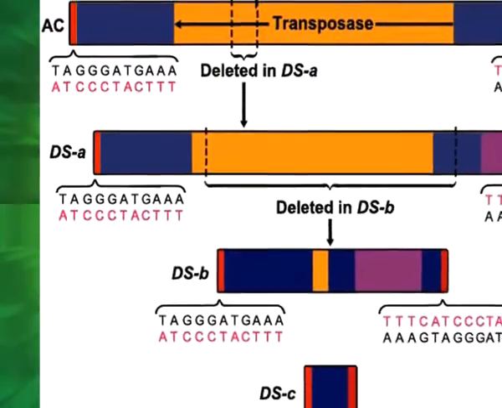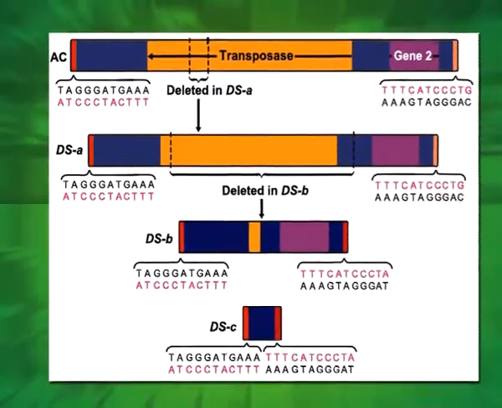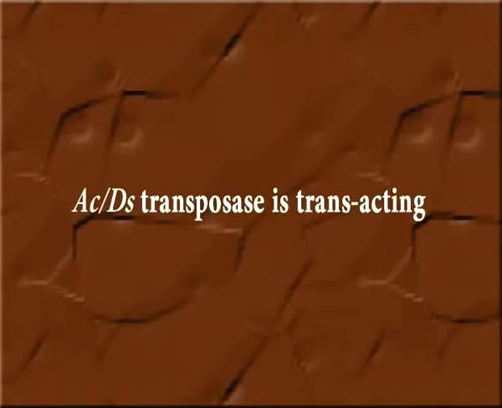However, since this transposase is diffusible, a single AC element can provide it to all the AC and DS elements in the genome. Therefore, we can say that AC-DS transposase is trans-acting.